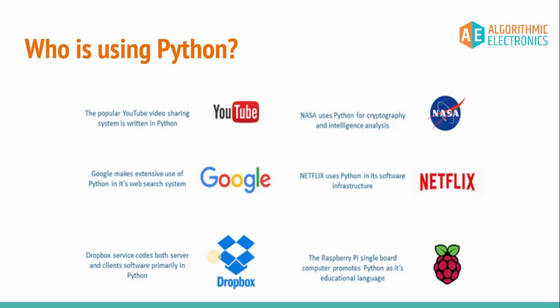And NASA, of course, as it needs complex mathematics, and NASA is handling data which is very complex. So Python is again the number one choice for NASA. Google is also making extensive use of Python. Netflix is also making use of Python.